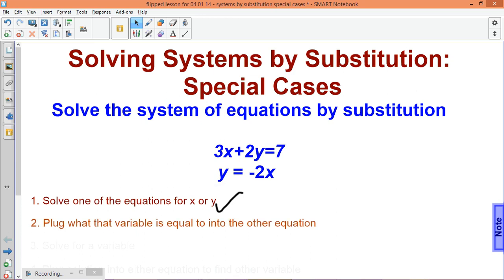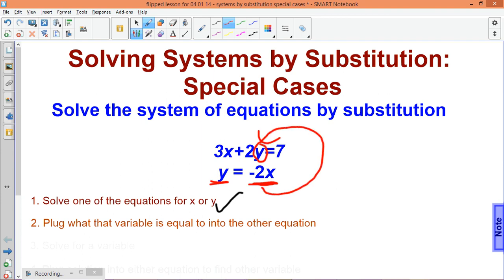Plug what that variable is equal to into the other equation. So let's think about what that means. I know that y equals negative 2x. So what I can do is where I see y on the other equation, instead of putting y, I can just put what it's equal to, which is negative 2x. When I do that, look what happens. I get 3x plus 2 times, what's y now? Y is negative 2x. And that equals 7.